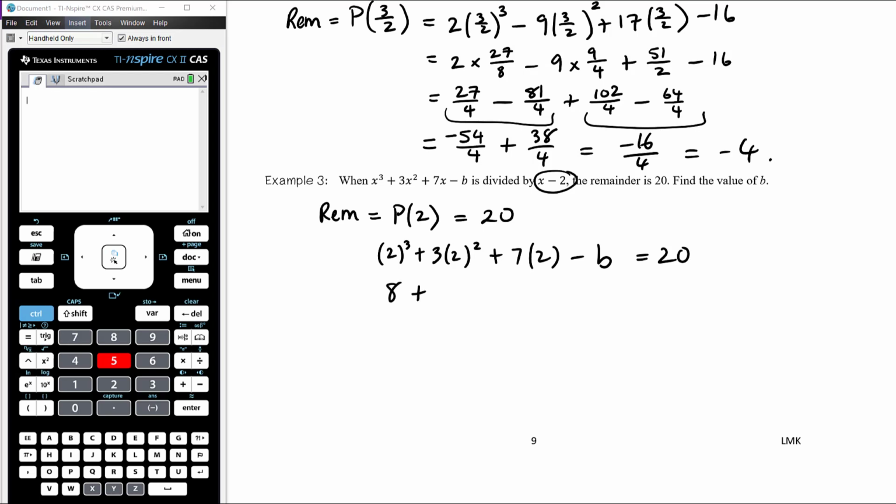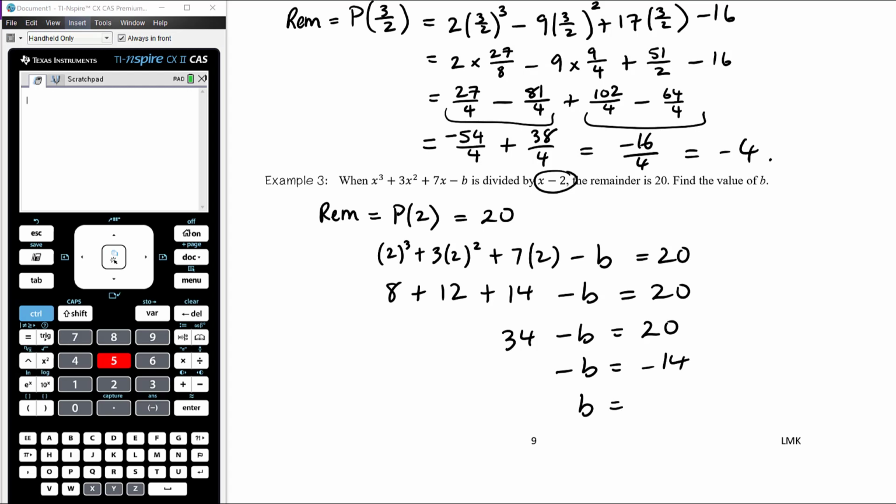So it's 8 plus 2 squared is 4, 4 times 3 is 12, plus 7 times 2 is 14, minus b equals 20. 8 plus 12 is 20, plus 14 is 34, minus b is 20, and so negative b is negative 14, so b is 14.